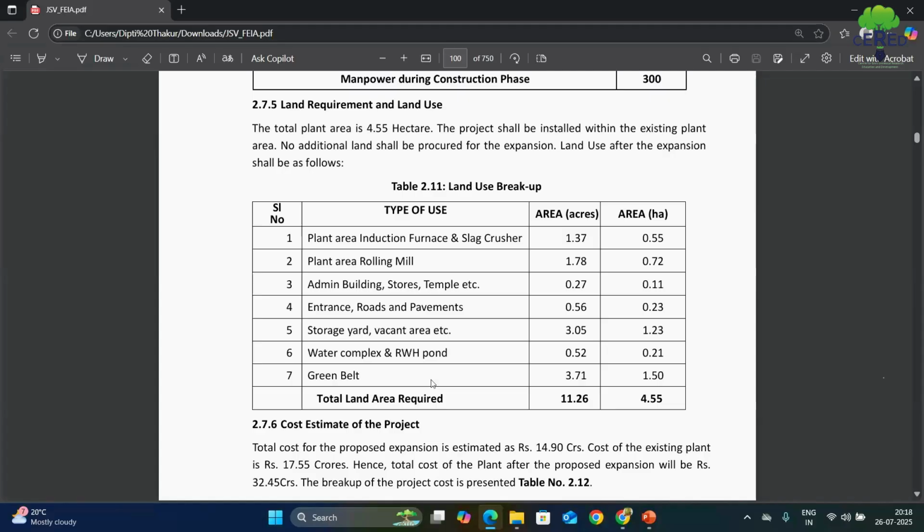For green belt, as per the EIA notification, 33% of green belt is compulsory, mandatory for every project. So except mining, for every industrial project, 33% of green belt is required. So the green belt part is compulsory for every industrial or developmental project, except mining. For mining, I think it is 15 to 25% of green belt that is compulsory.